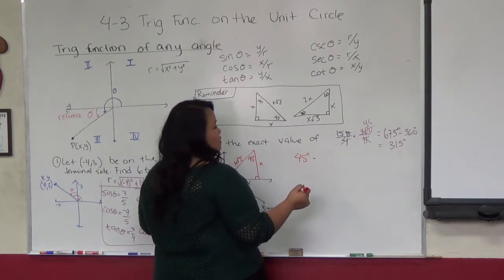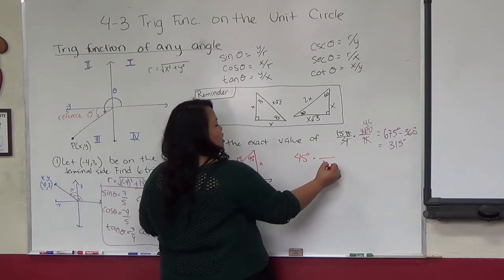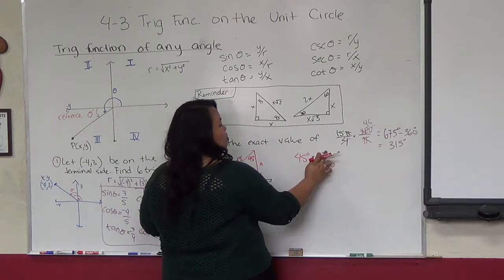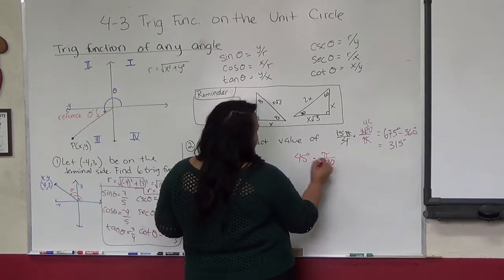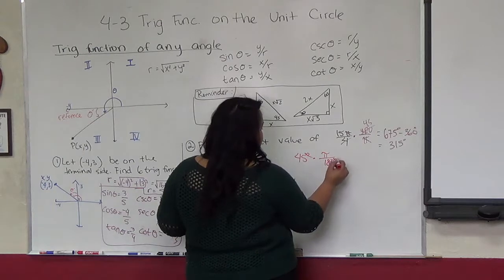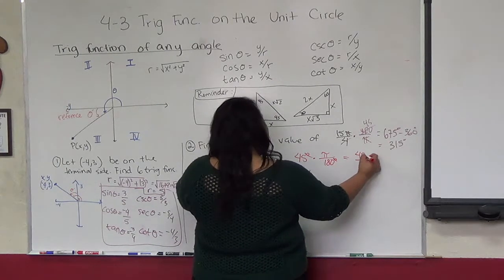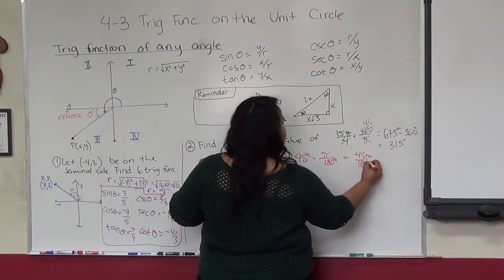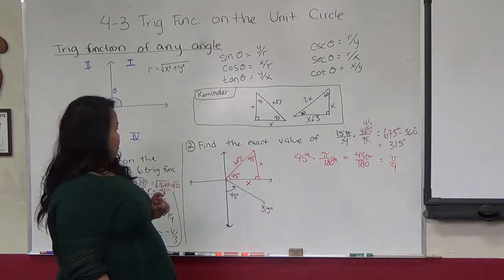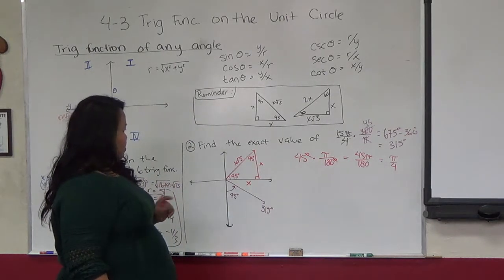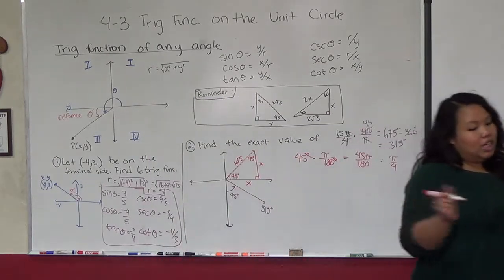What would that be? I multiply it by pi over 180. Just kidding. 45 degrees equals 45 pi over 180, which is pi over 4. That's your radius. This is my degrees in radians.